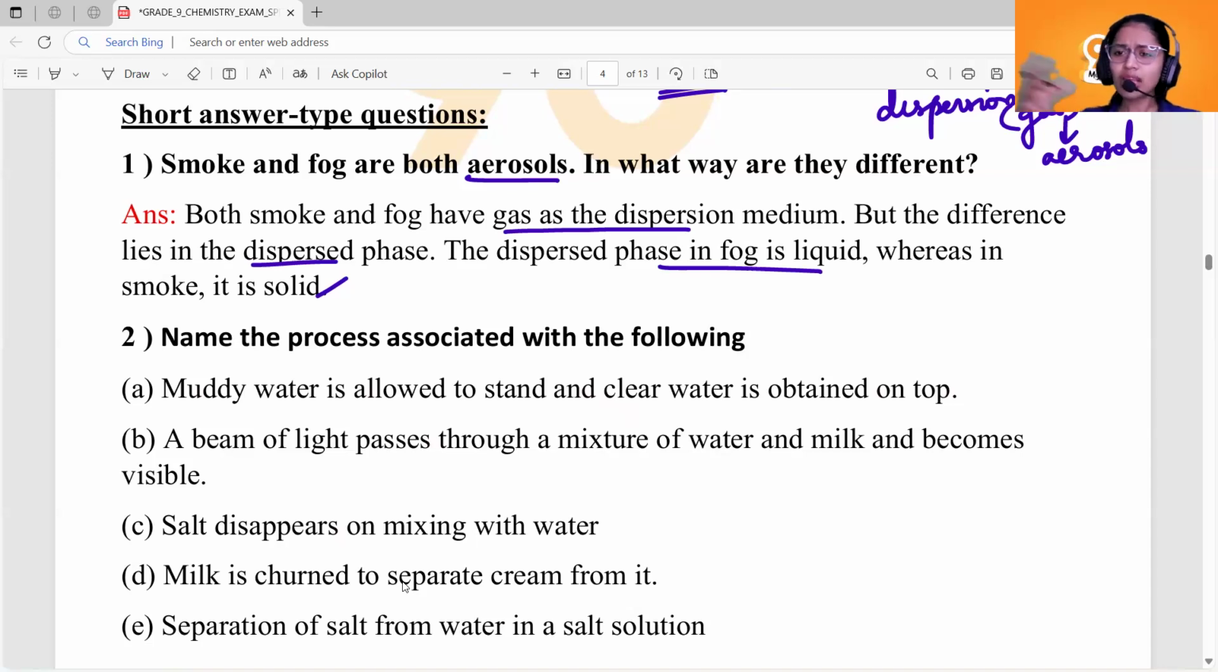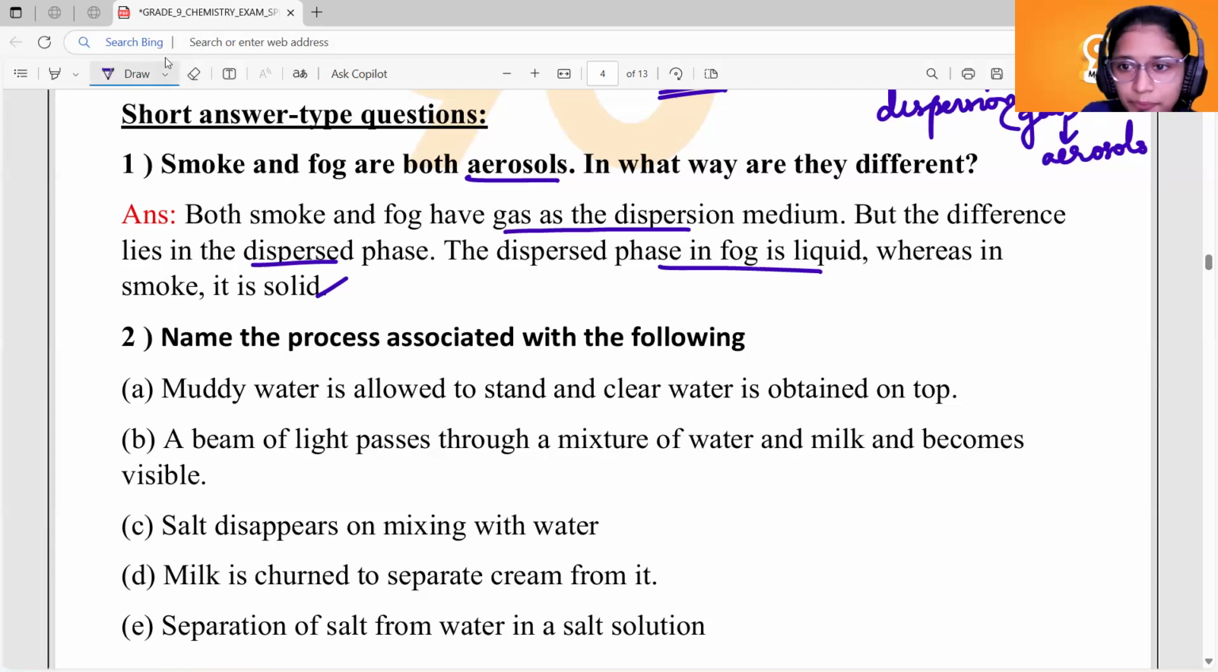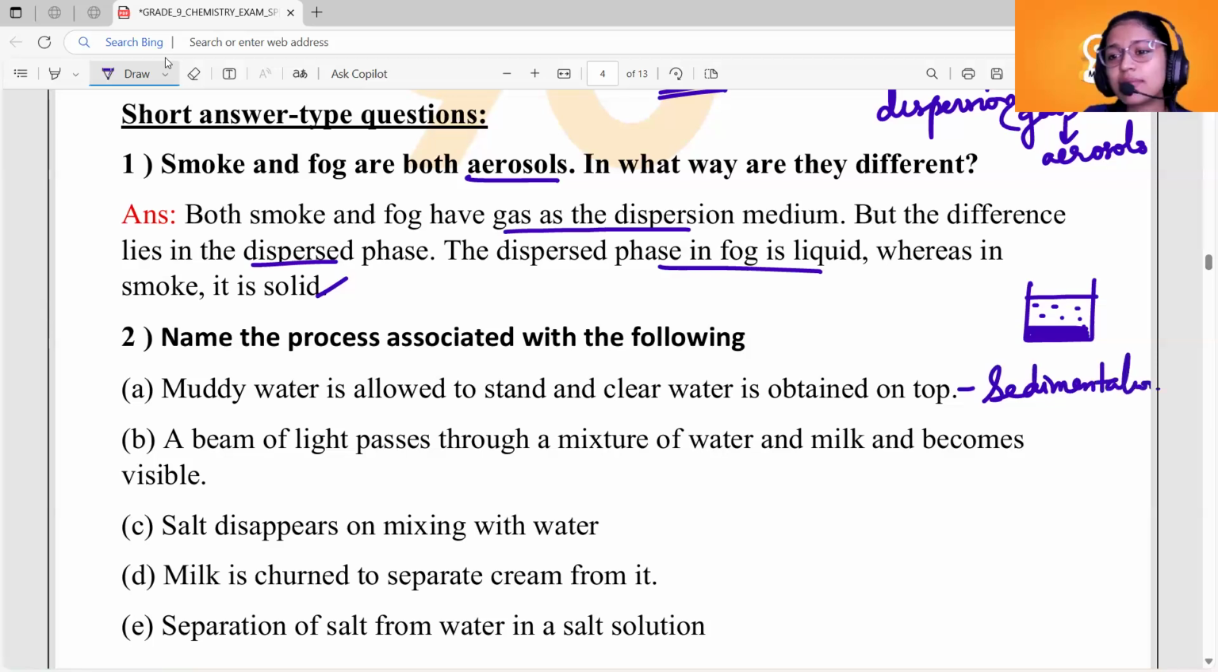You take some mud, take some sand, stir it in water, and after some time what happens? You allow it to stand for some time. After some time what happens? All the mud or all the sand will settle at the bottom and clear water will be obtained on top. So you have a container with sand and mud in water, and after you have let it stand for some time, mud or sand gets collected at the bottom and you'll get clear water on top. So this process is called as what? It is called as sedimentation. Okay, sedimentation. Fine. What is the next question?